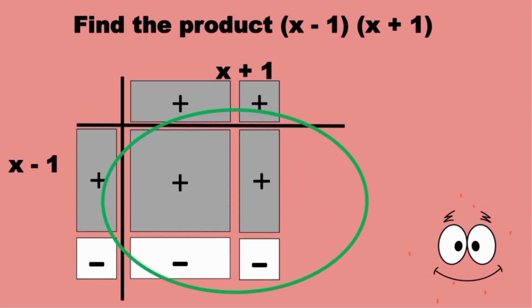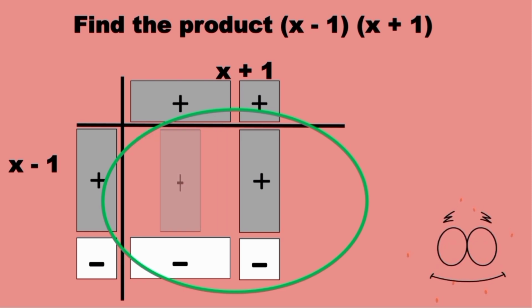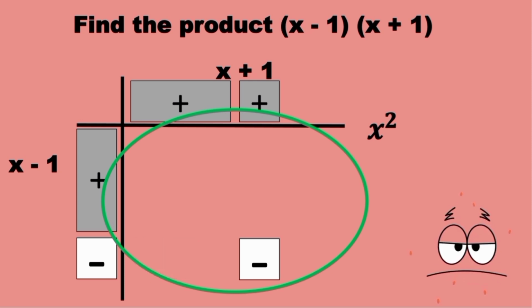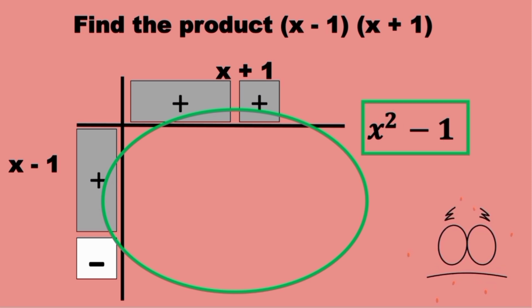Now let's add the factors. We have 1 positive x squared. We have 1 positive x and 1 negative x. That is equivalent to 0. Then we have negative 1. Our final answer is equal to x squared minus 1.